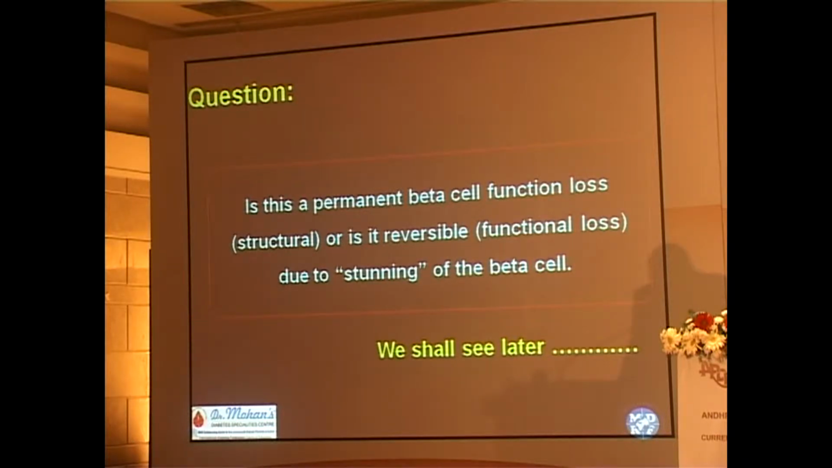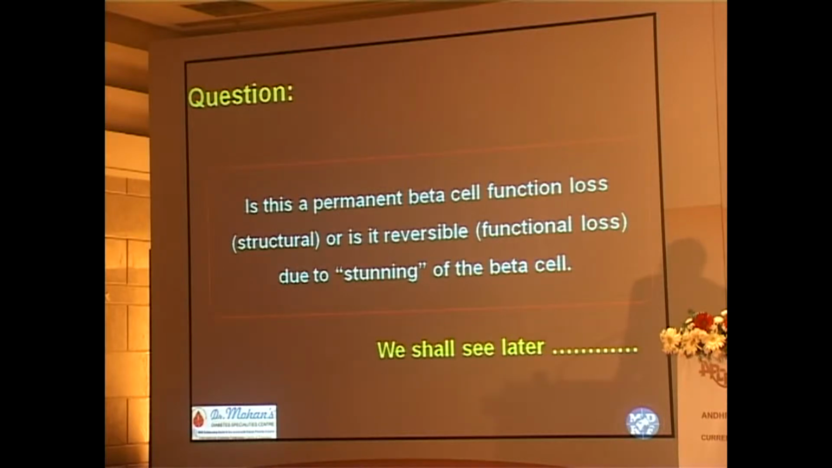Is it reversible? In other words, this 80% gone, is it gone forever, or is there any way by which you can revert it back? What I would like to call a stunning of the beta cell. If there is a bee flying here and you just tap that bee like that, the bee will go and fall there and you will think it's dead. But after 10-15 minutes, the bee will fly because it is only temporarily stunned.